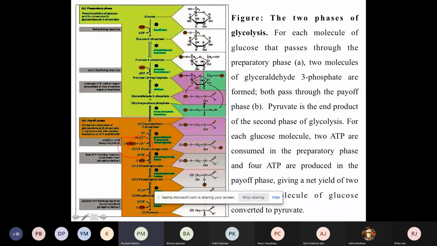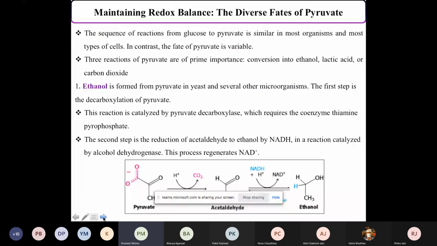Can you tell me how this NAD is recycled? Any one of you? We discussed it in the last class. This is a very important step where NAD plus recycling is important. So that part we have discussed, but let me give you the idea again. Until pyruvate synthesis, NAD is being utilized. But there are three ways in which this NAD can be regenerated.